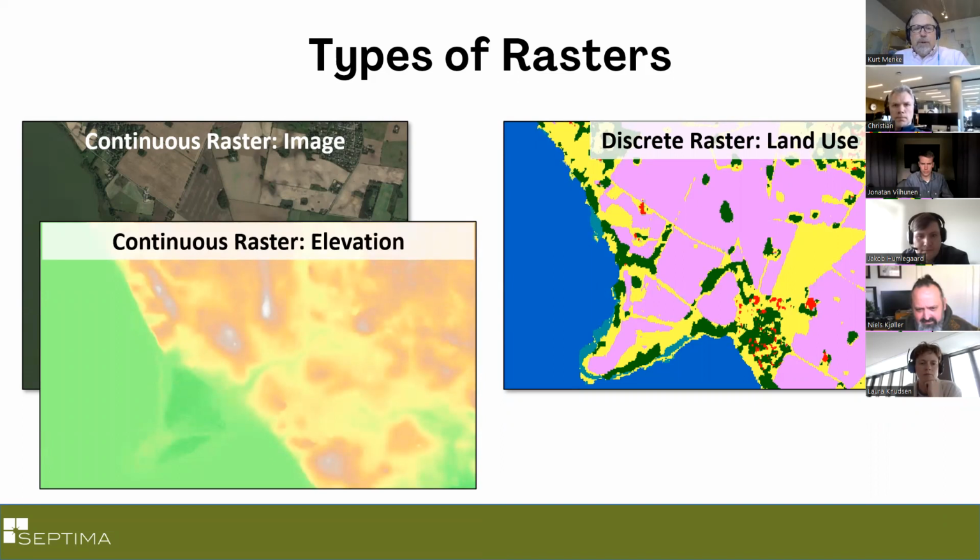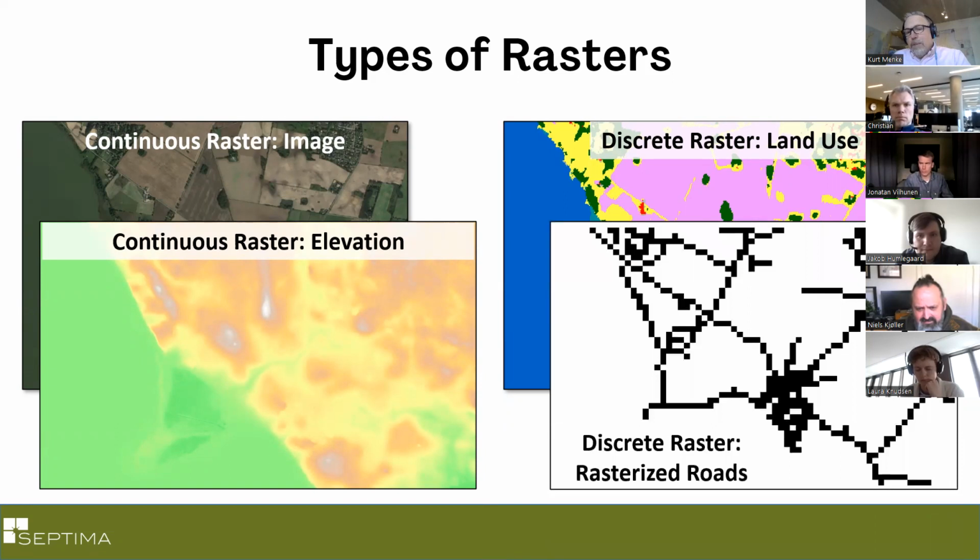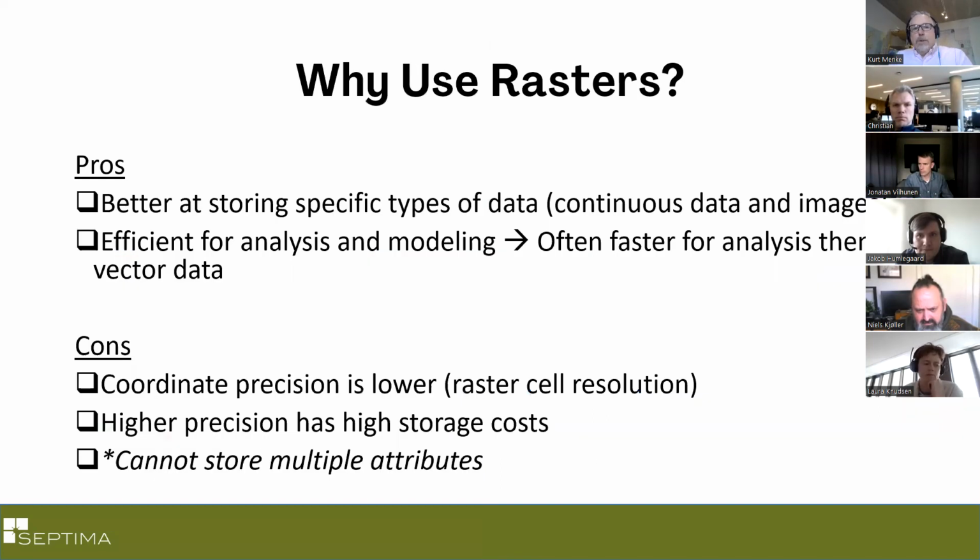Another continuous raster would be elevation, which we're going to work on today. And then another example of a categorical or discrete raster might be rasterized roads. There are a number of reasons for working with data in one model or the other. So why use rasters? Well, they're obviously better at storing some kinds of data, elevation or imagery, aerial photography. You can represent elevation as vector, so you could use contour lines, for example, but it's much more efficient to use raster data for that sort of information.